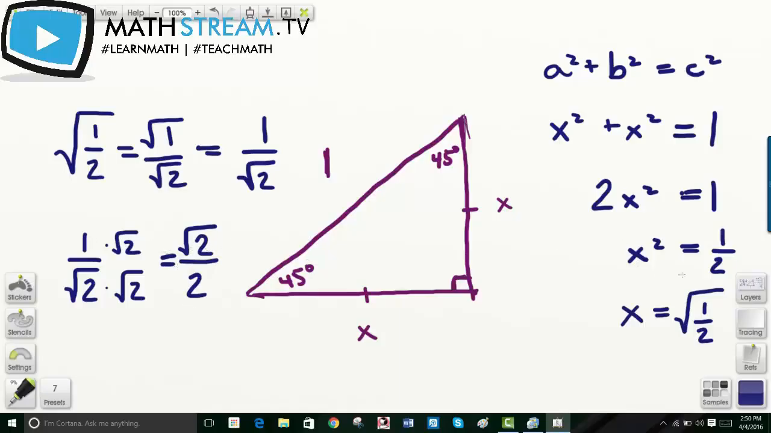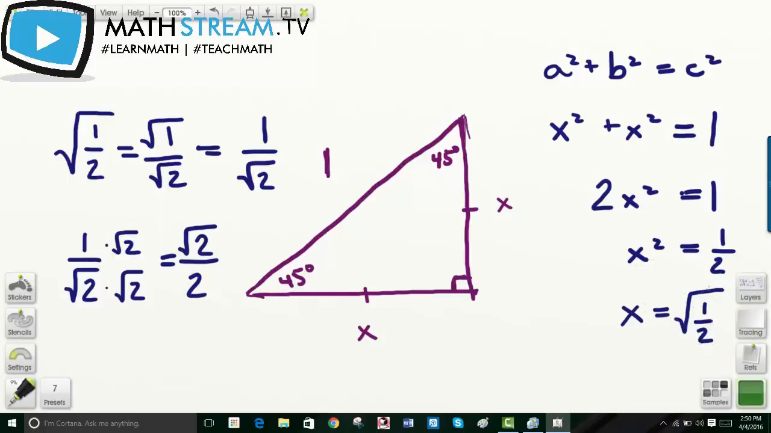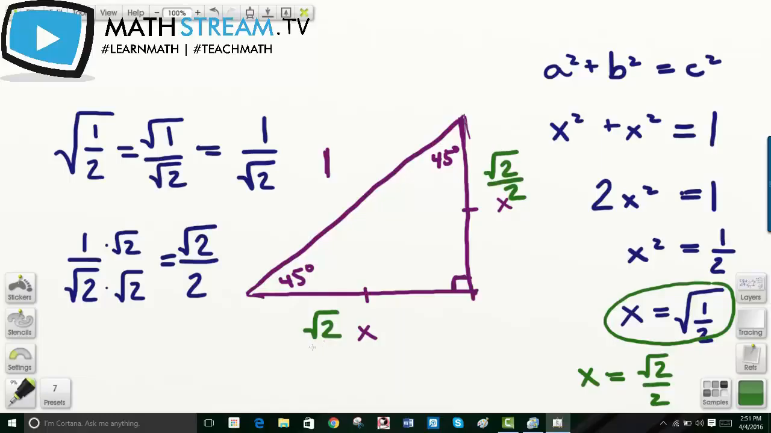And so we have found that x in this triangle is actually equal to the square root of 2 over 2. That means that if we have a 45, 45, 90 triangle with a hypotenuse of 1, then both legs of that triangle have a length of root 2 over 2. Or another way of saying that is half of the square root of 2, right? Because we have the square root of 2 divided by 2, so it's half of root 2.